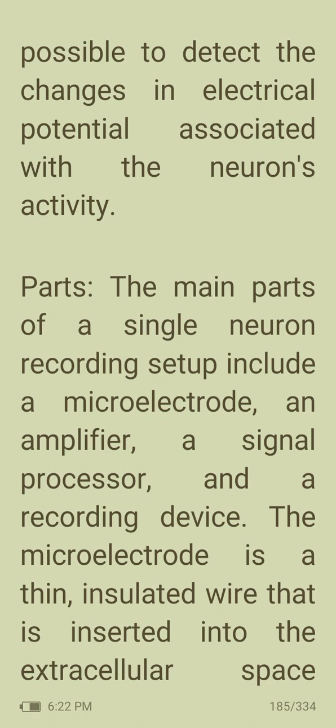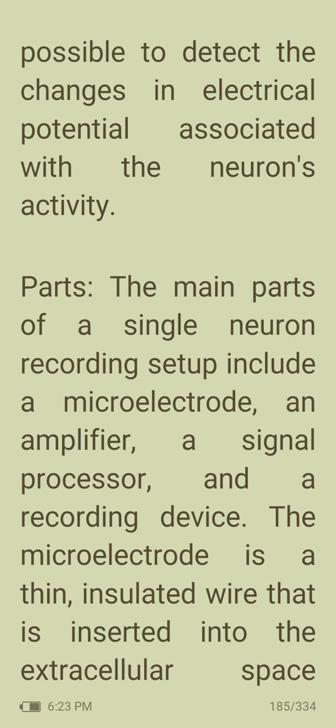The main parts of a single neuron recording setup include a microelectrode, an amplifier, a signal processor, and a recording device, which are the main parts. Definitely we're going to need a microelectrode because that is something which captures the action potential. And the action potential of one single neuron is very small, so we need an amplifier to amplify that signal, and a signal processor is needed, and a recording device or a screen or something to show that result.